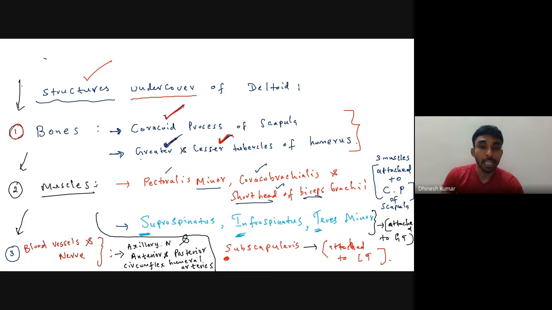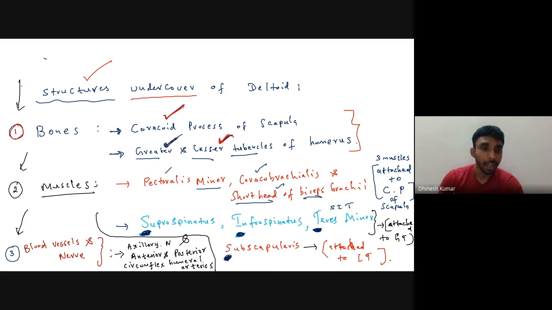And you will be knowing the three muscles which are getting inserted into the greater tubercle of humerus, the SIT muscles. You know the SIT muscles, right? Supraspinatus, infraspinatus, and teres minor. They are attached to the greater tubercle. And what is the only muscle attached to the lesser tubercle of humerus? Yes, it is subscapularis. So all the muscles attached to the coracoid process of scapula, greater tubercle and lesser tubercle of humerus will obviously be under cover of deltoid.